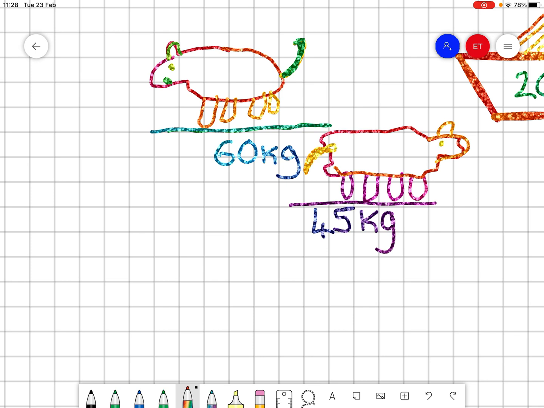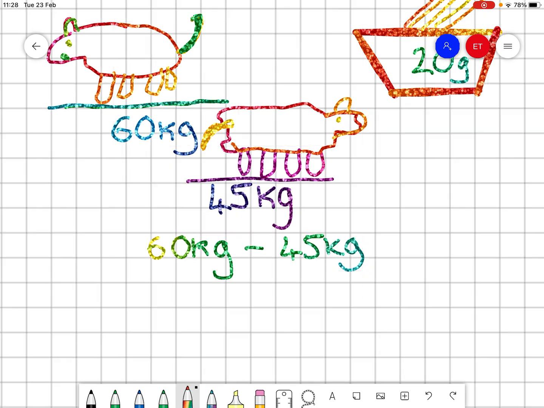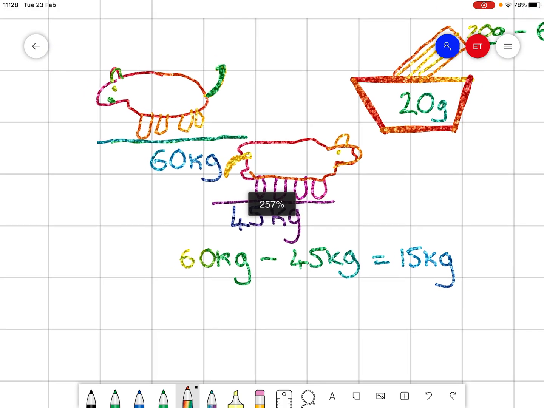Okay, so the ideal weight for your dog would be, you do 60 kilograms, take away 45 kilograms, which leaves us with 15 kilograms. So the dog has to lose 15 kilograms.